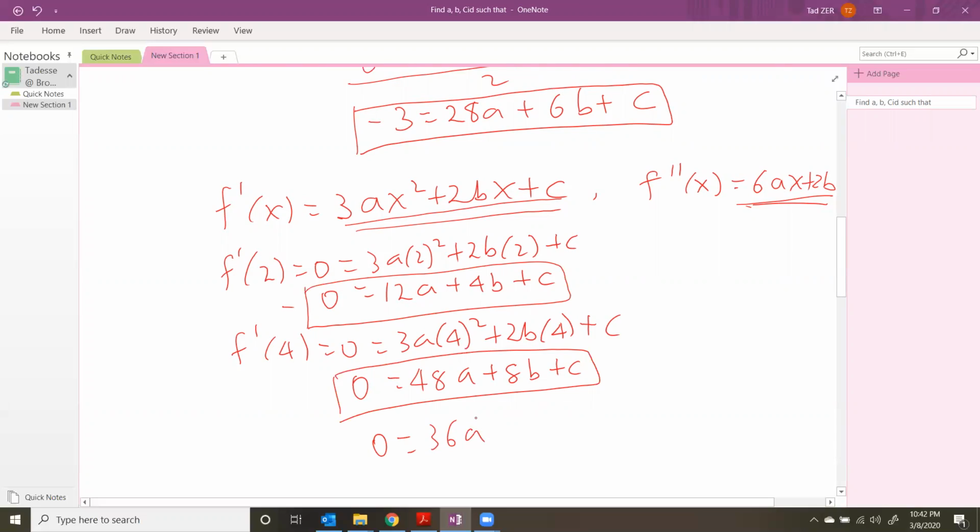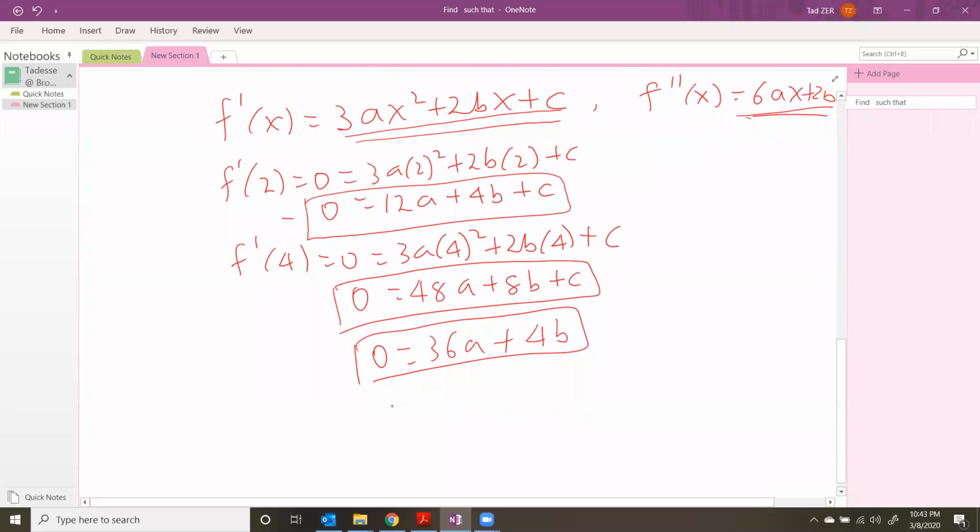36a. Am I right? Yeah. Plus 4b, c minus c cancels out. So this is what I have. Now, I can divide it by 2 again just to simplify, right? So that gives me 0 equal to 18a plus 2b. Again, if I divide it, 0 equal to 9a plus b.